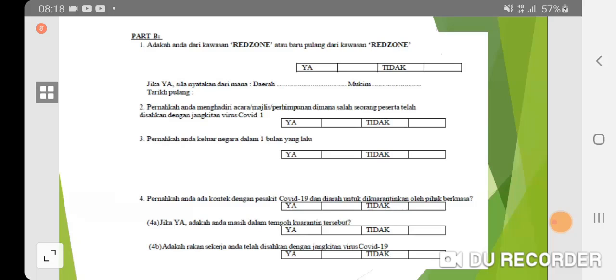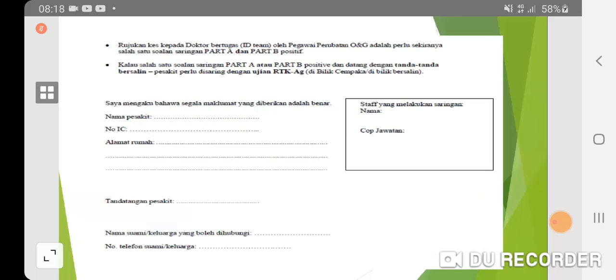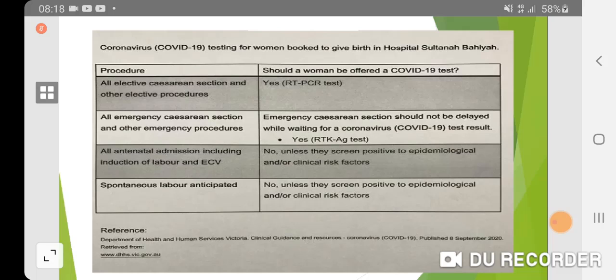Okay, if the answer is yes, we should go into more detail, from which district and which mukim the patient came back, and we should put the date when the patient came back from this red zone area. The rest are still the same. If the patient had been overseas, I think this needs to change to within 14 days as well.